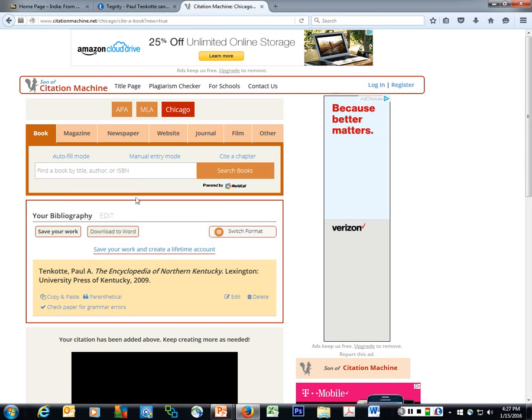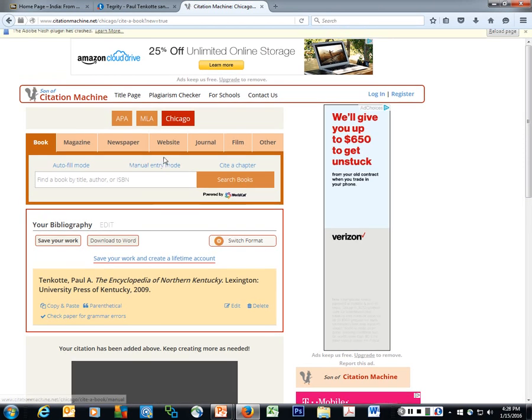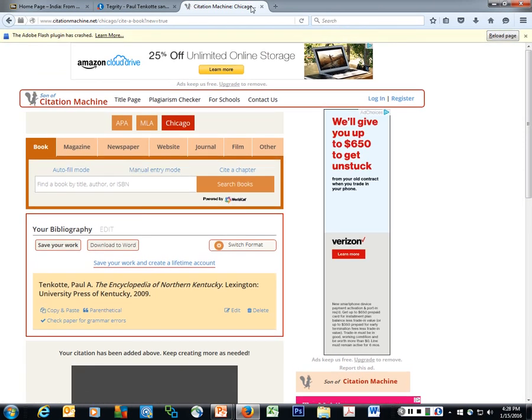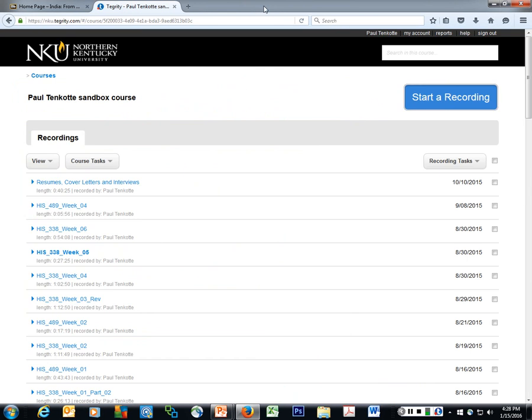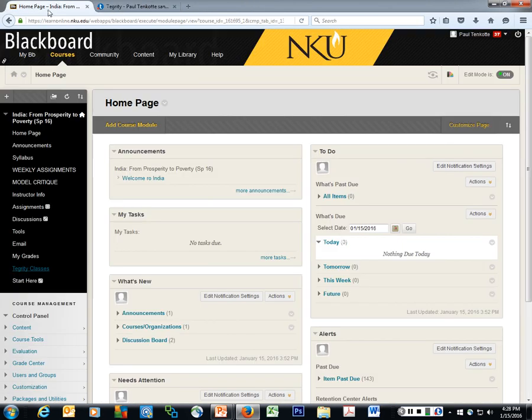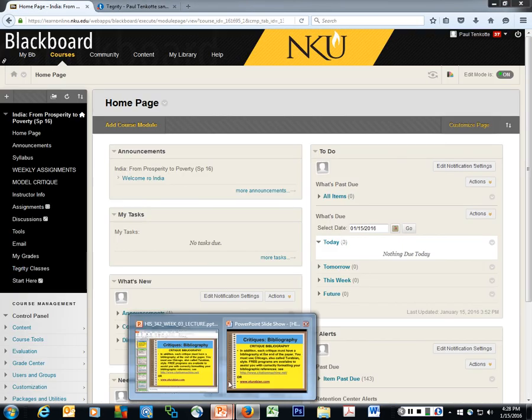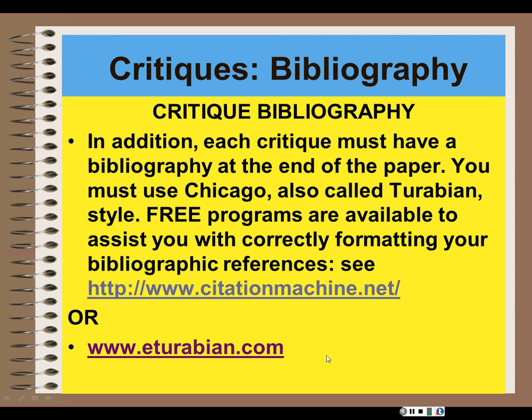Now you can also do a manual entry mode, and what I'll let you do is look this over and experiment with it yourself. Okay, so now we need to go back to the proper thing here.